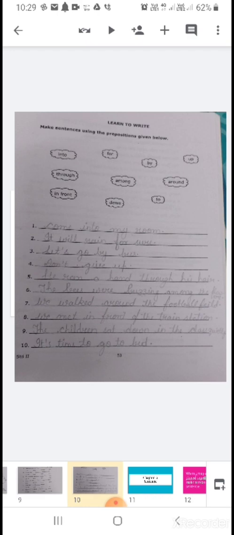Next is down. Ninth is the children sat down in the class quietly. Tenth is to. It's time to go to bed. So this is all about the preposition.